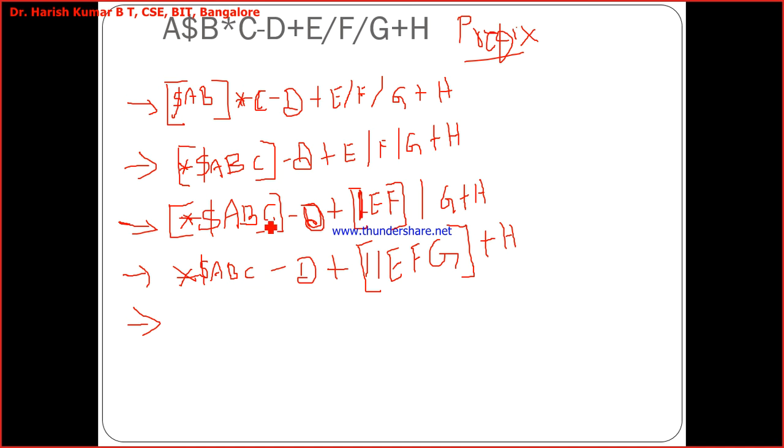Now we have minus, correct? Sorry, this is one term. Now this minus, where will it come? This minus comes here: minus star dollar A B C D. This is one term.